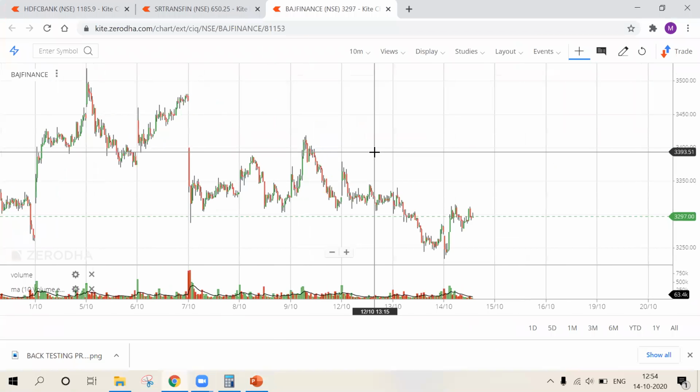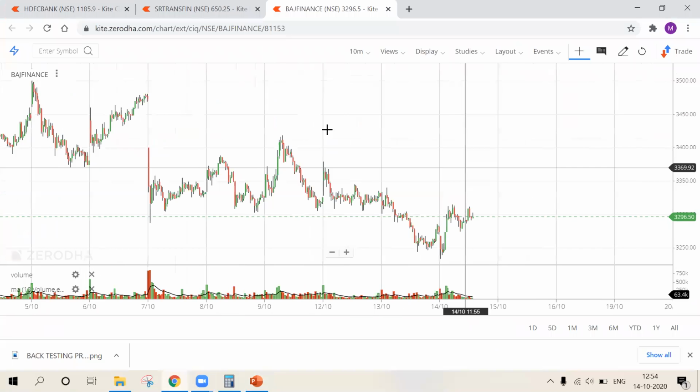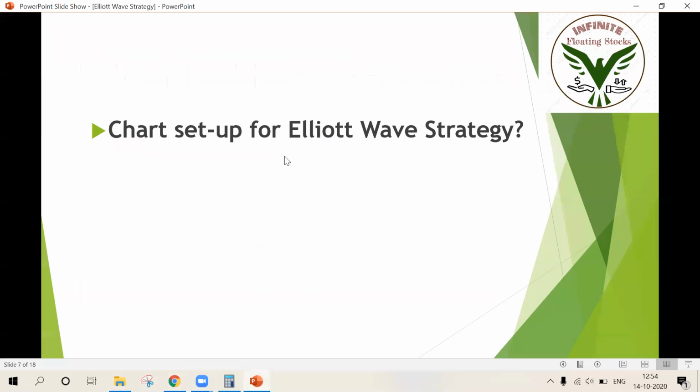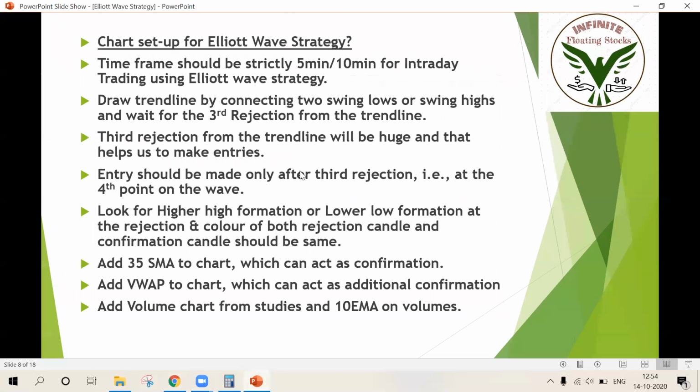Okay, so we are on to the charts now. I'll be revealing the chart setups for the Elliott wave strategy, and then I'll be explaining the strategy. So, chart setup for the Elliott wave strategy.